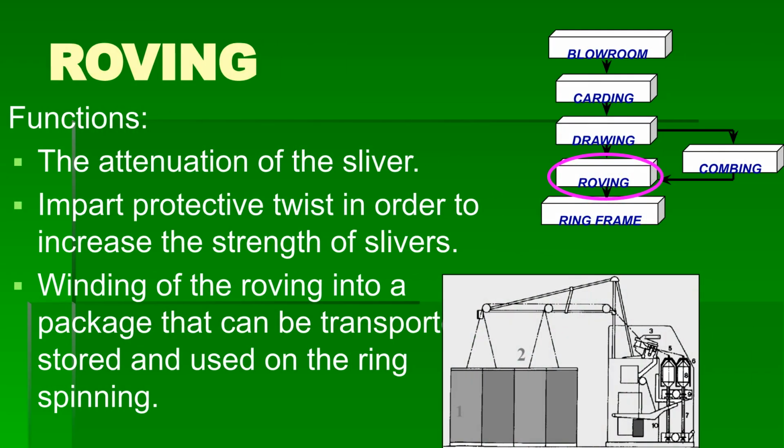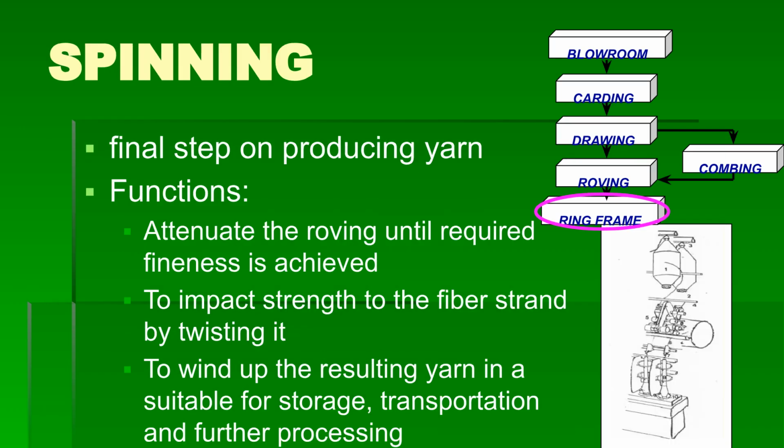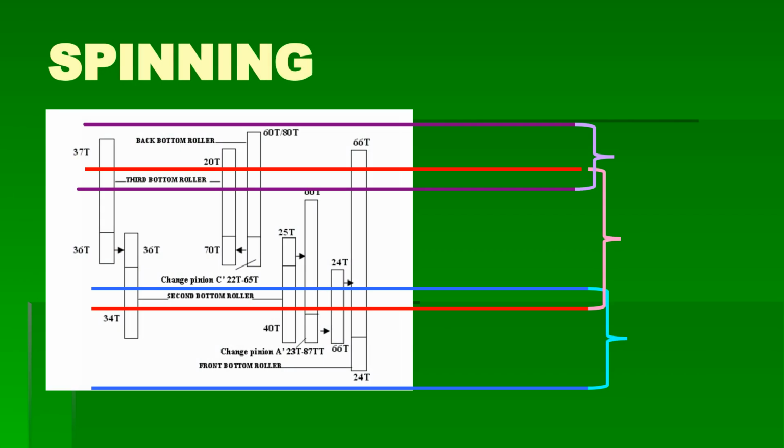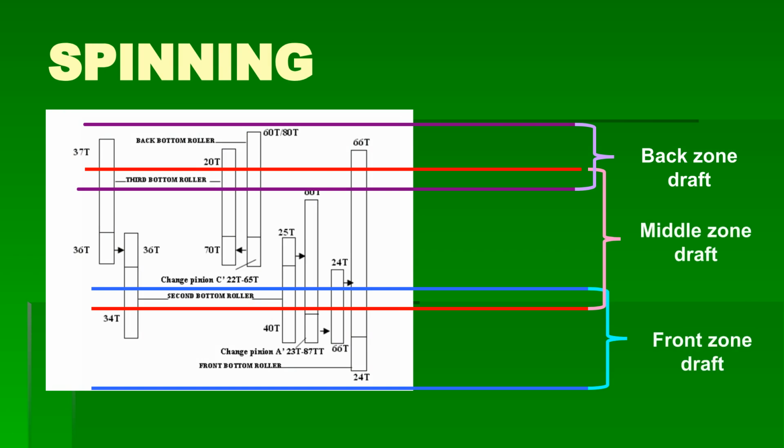Roving is the stage where the sliver is attenuated, protective twist is imparted for increased strength, and the roving is wound into a package for ring spinning. Spinning is the final step in producing yarn, carried out on the ring frame. Its functions include attenuating the roving to the required fineness and imparting strength through twisting, finally winding the yarn for further processing. Within the spinning process, the drafting system is divided into the back zone draft, middle zone draft, and front zone draft, each contributing to the final yarn properties.